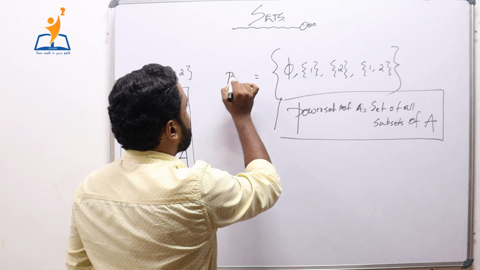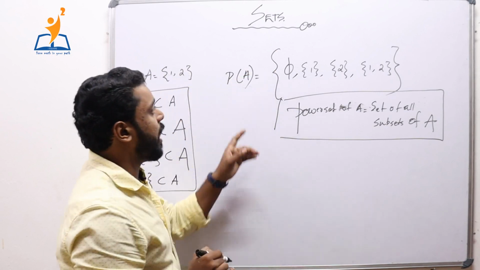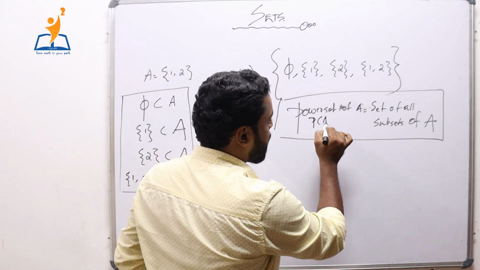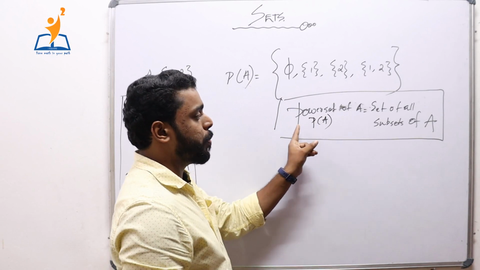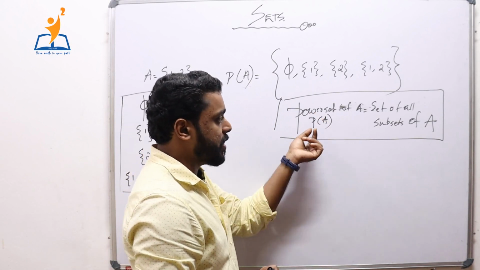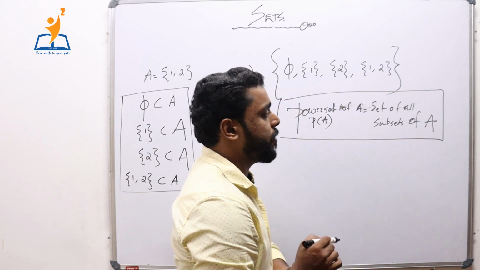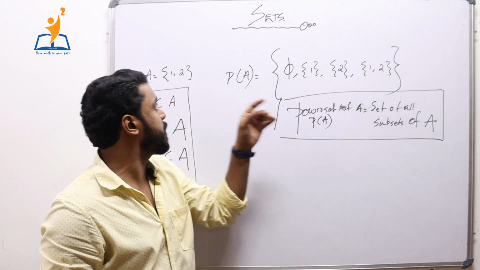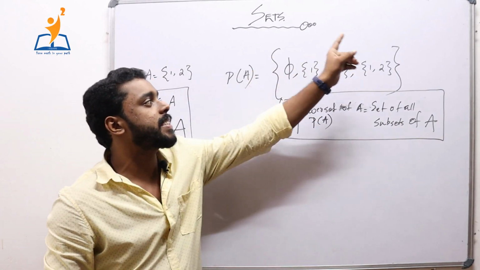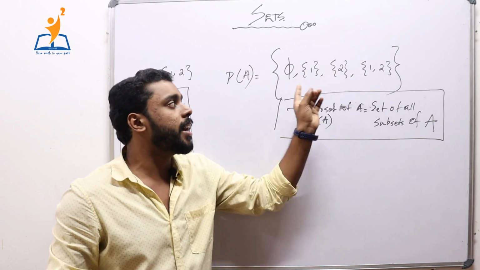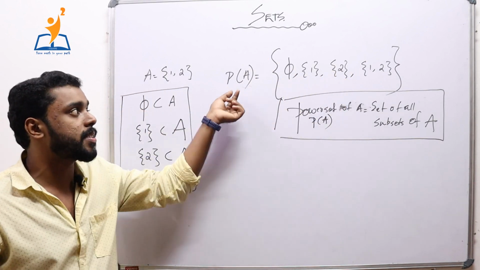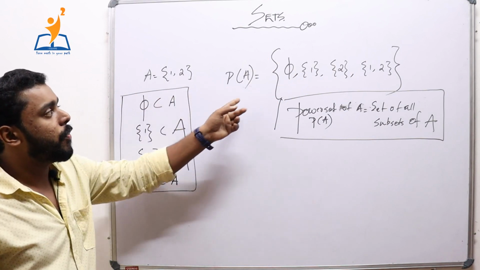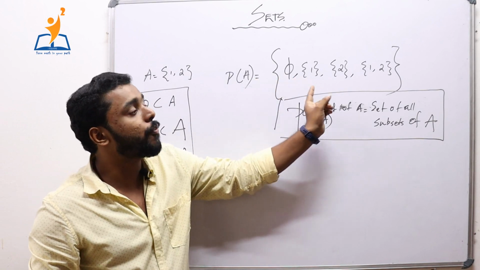set by the notation P of A, which means that P of A is the set of all subsets of the set A. It should be read as power set of A, which means the set of all subsets of the set A. So we listed out all the sets which are subsets of the set A, and we formed a set using those sets as the elements, and we named that set as power set of A. And observe that A has 2 elements, whereas power set of A has 4 elements.